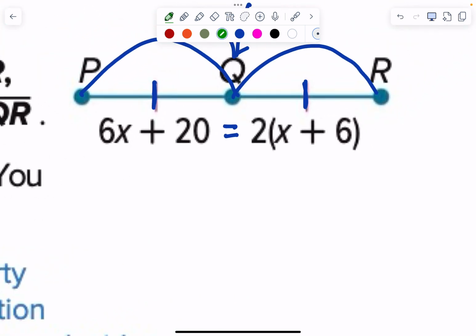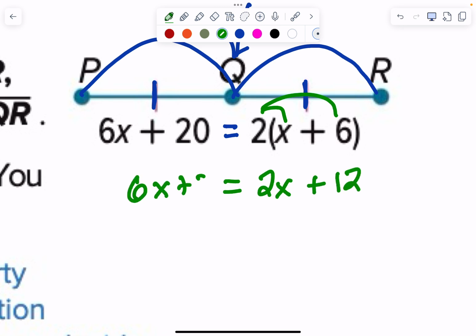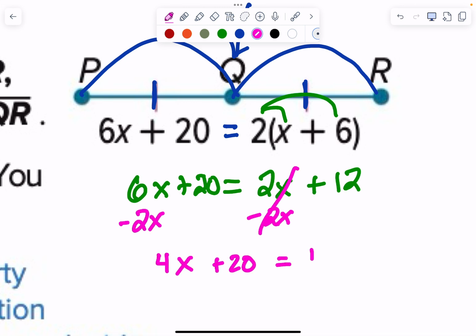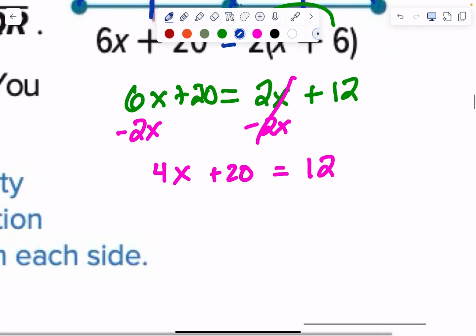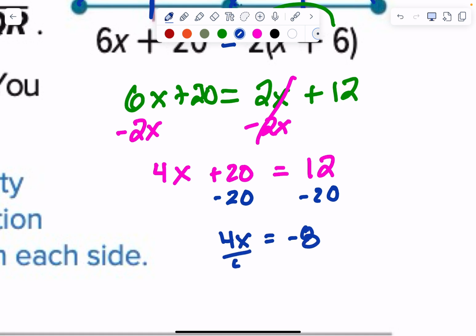Take the 2 and multiply it. Yeah, distribute it through, right? Okay, what's 2 times x plus 6? 2x plus 12, right? And then I've got 6x plus 20. I have to subtract the 2x from this side onto this side, which makes 4x plus 20 equals 12. And then subtract 20 from both sides, so 4x equals negative 8. And then divide by 4, and x is negative 2.